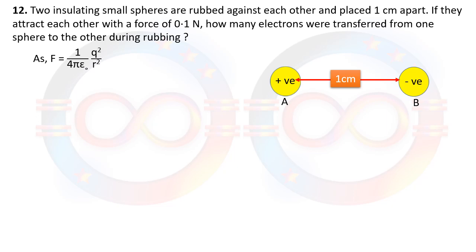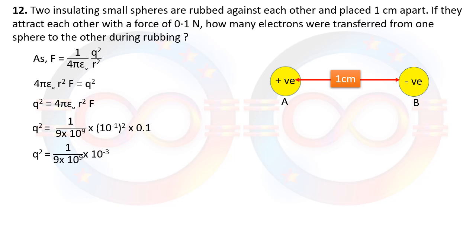Let us first calculate the charge appearing on them. Let us consider that the charge appearing on A is +Q, and on B it is -Q. Force will be 1/(4πε₀) Q²/R². So Q² is 4πε₀R²F. Here 1/(4πε₀) is 9 × 10^9, R is 10^-1 meter and force is 0.1.